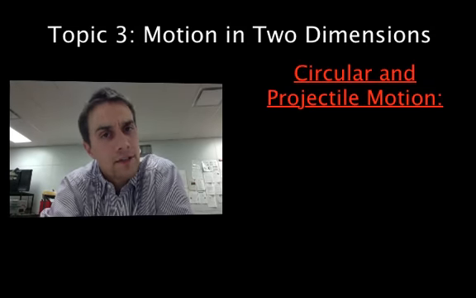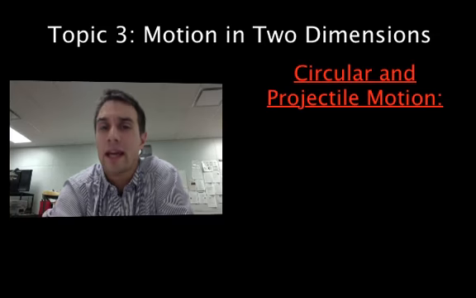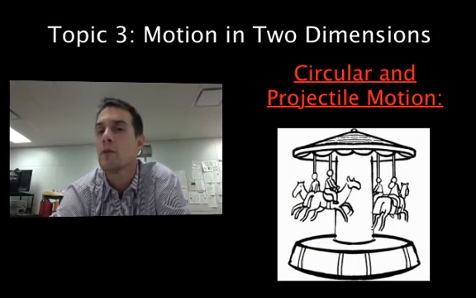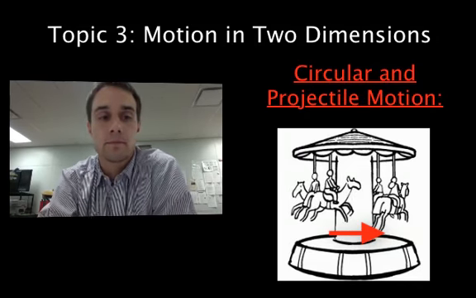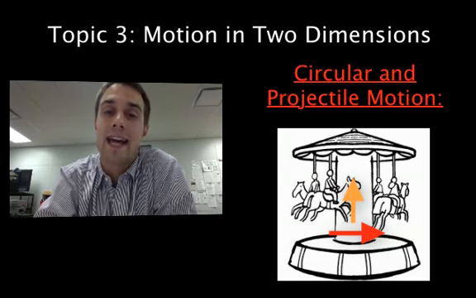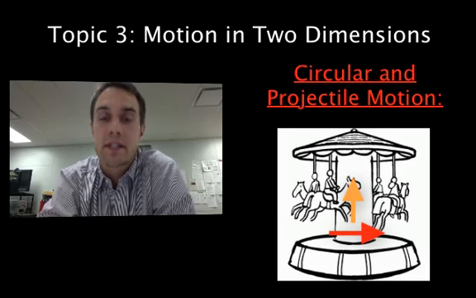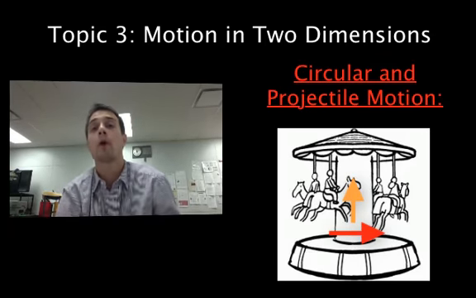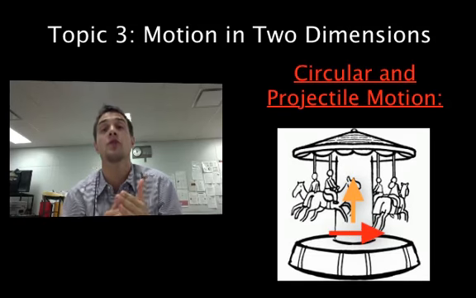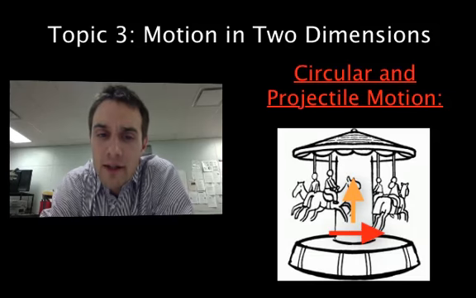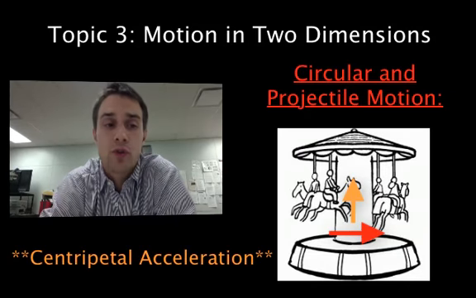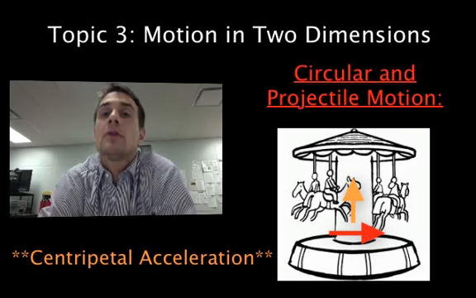Circular motion can be best described with the classic example of a carousel. The horse is moving at a constant speed on a circular path, but it is accelerating at all times because it's constantly changing direction. The acceleration of the horse is actually pointed directly towards the center of the carousel, or in other words, perpendicular to the horse's velocity or the horse's path. We call this acceleration toward the center of a curved or circular path centripetal acceleration.